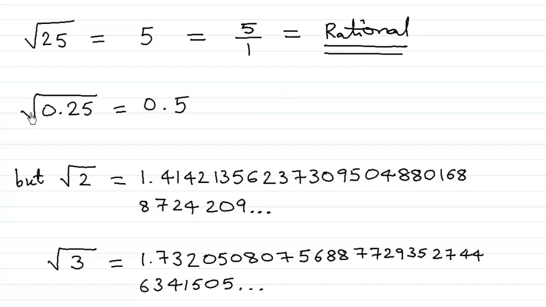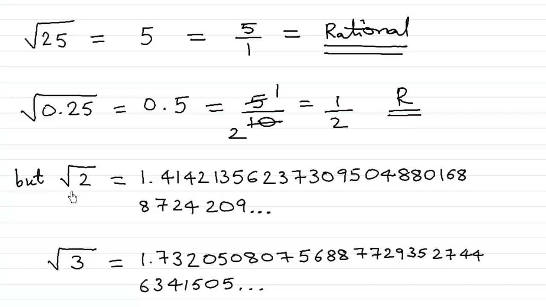Similarly, square root of 0.25 can be written as 0.5. So 0.5 can be written as 5 upon 10. Correct? 5 upon 10 is 0.5. And this can be further reduced to 1 upon 2. 5 ones are 5, 5 twos are 10. And this is an integer, 2 is an integer. So this is also a rational number.